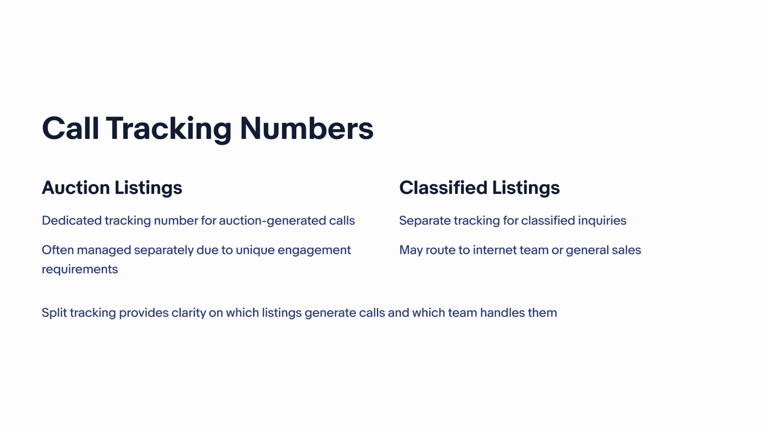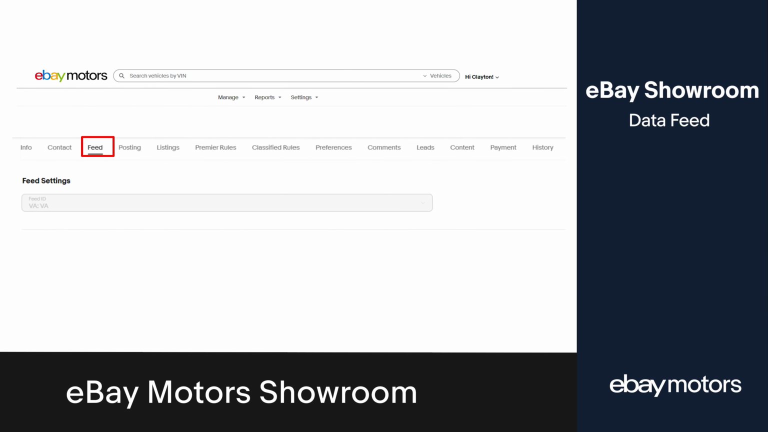But in some dealerships, these responsibilities are split. For example, classified listings may be managed by the internet team, while auctions are handled separately, since auctions require a different type of engagement.